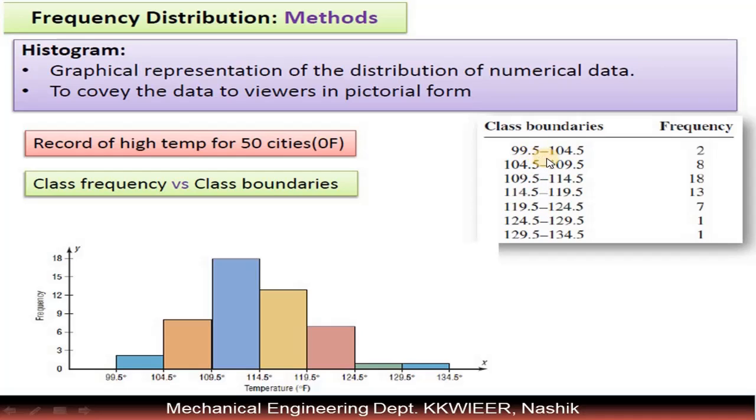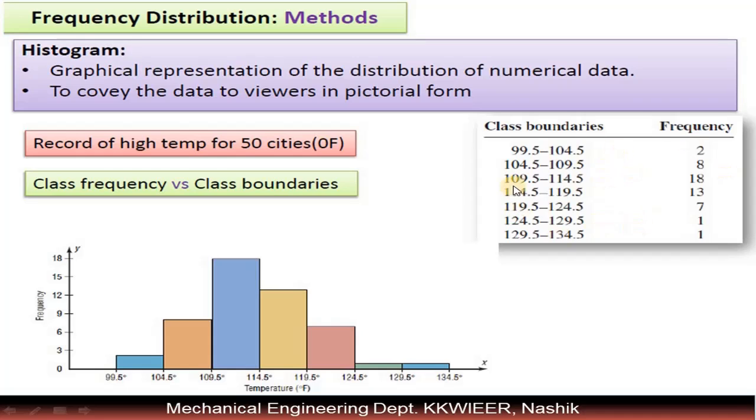So starting from 99.5 to 104, likewise these are the different class boundaries. And then we have frequencies. How many times, or in how many cities, has this occurred? So 2 times the temperature was over here. 18 times was the temperature in degrees Fahrenheit in the case of 109 to 114.